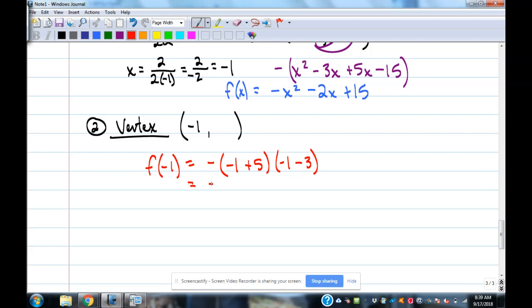So negative 1 plus 5 is negative 4, or I mean positive 4. And then negative 1 minus 3 is negative 4. We multiply all this together. So positive 4 times negative 4 is negative 16. And then times a negative 1, technically, would be positive 16.